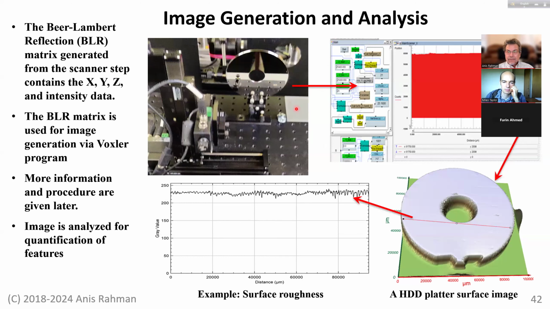All right. So again, you see the BLR matrix profile looks like this. But then when you make the image, that's how the platter image looks like. A little defect here, a little defect here, they become visible. The surface, this is a shiny surface, very smooth. Nonetheless, when you take a profile along this line over here, you see the surface roughness. And then you can quantify and measure the surface roughness. So that's just an example of what kind of applications we can have in this machine.